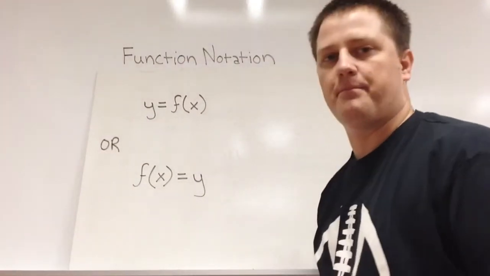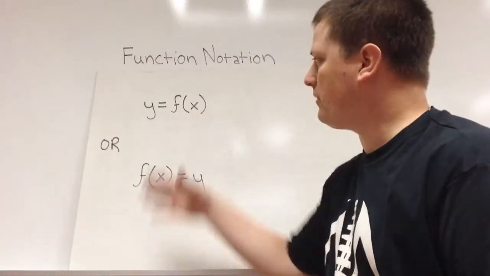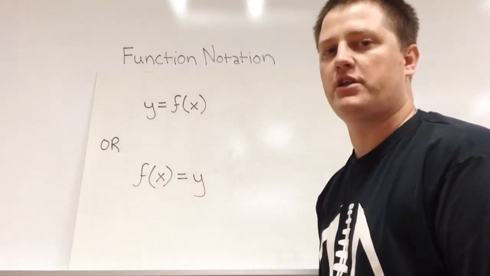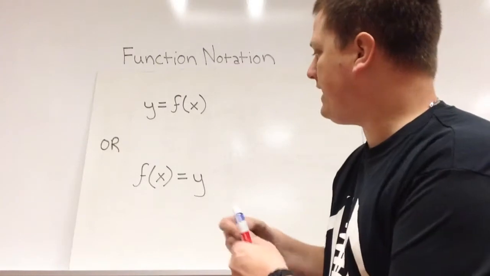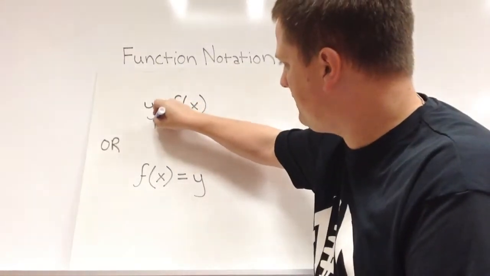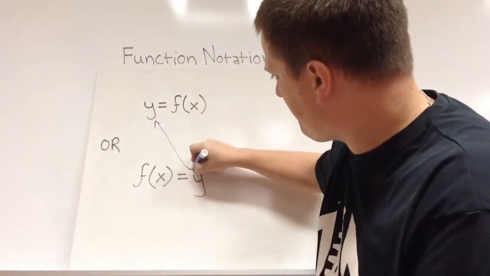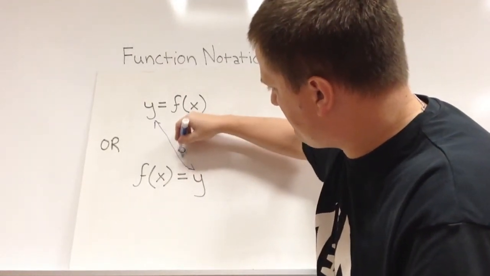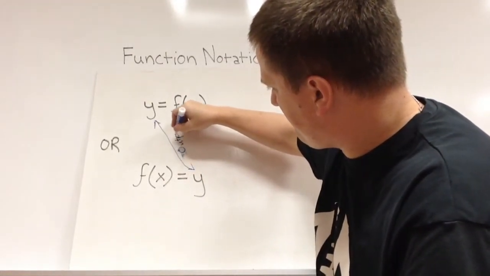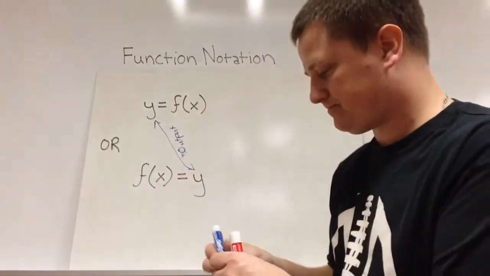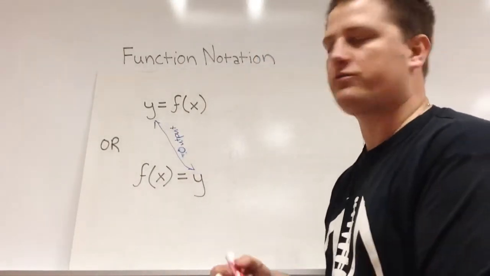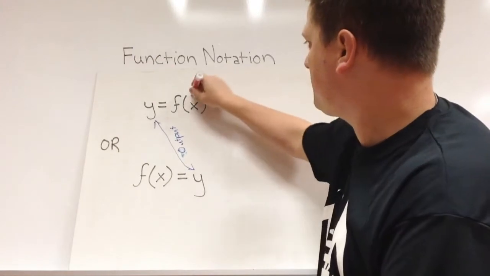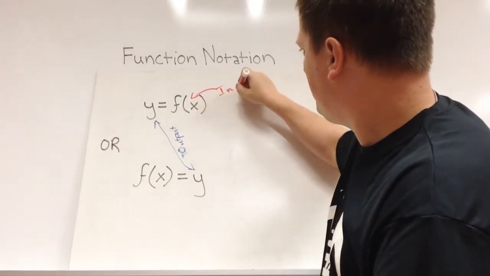So in case it wasn't visible before, here's what function notation looks like. The y here, in both cases, is our output. And our x, which is inside the parentheses, is our input.